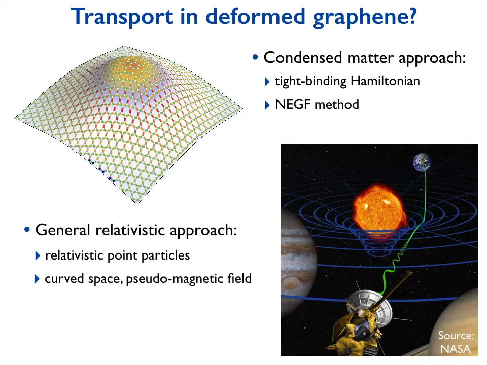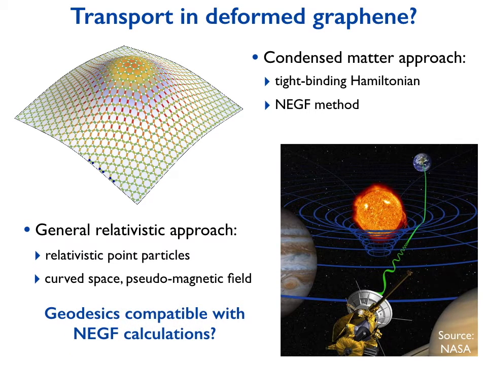On the other hand, we adopt the general relativistic approach, where trajectories of relativistic point particles are calculated in curved space with the pseudomagnetic field. This is done by applying the semi-classical approximation to the Dirac equation. The question which we discuss in this article is if the geodesics from general relativity are compatible with the NEGF calculations from condensed matter theory.